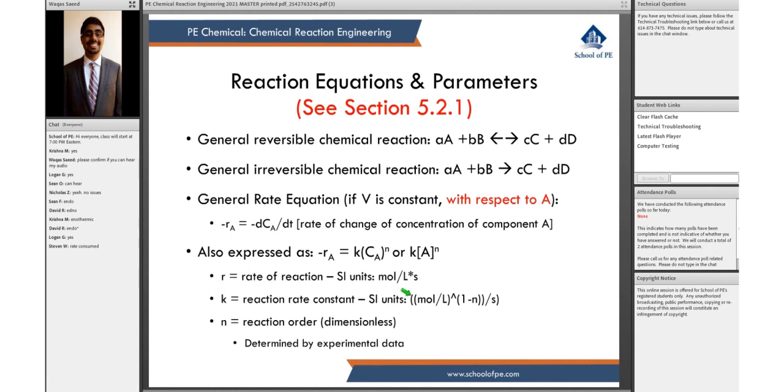k's units are dependent on this formula here, and this formula is in your reference handbook. If you look at page 206 of your reference handbook, there's a table of units. If you go to the row for k, reaction rate constant, you can see they've included the units with the formulas that have n for both SI and US units. So that's where you can look this up on the exam.